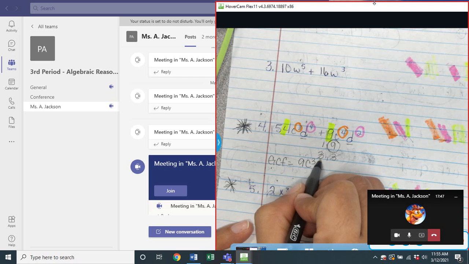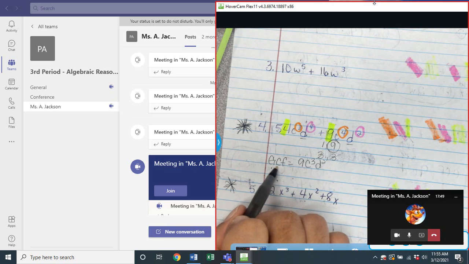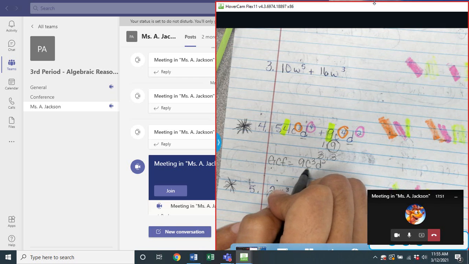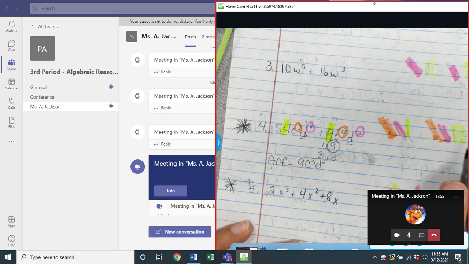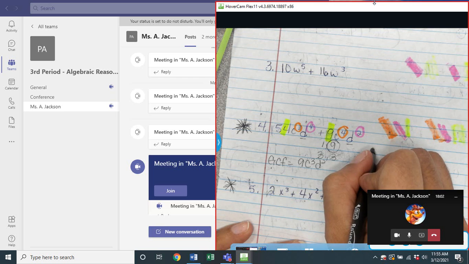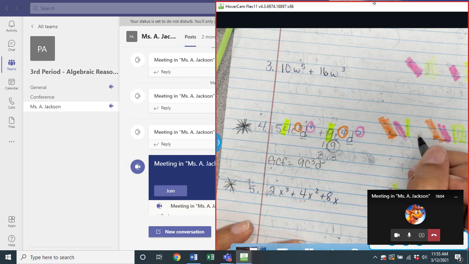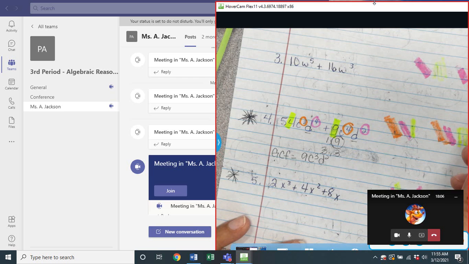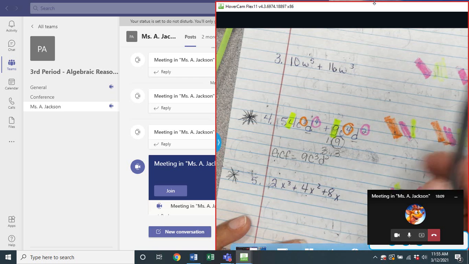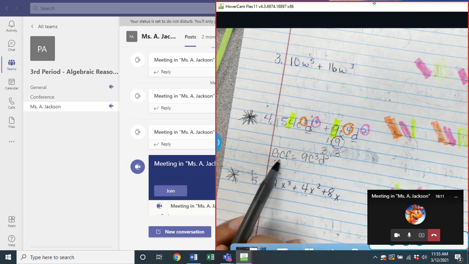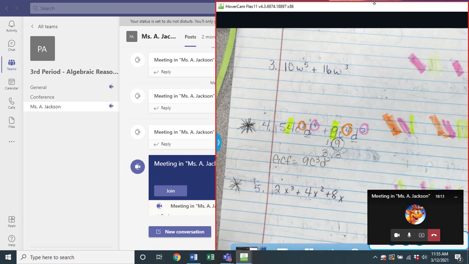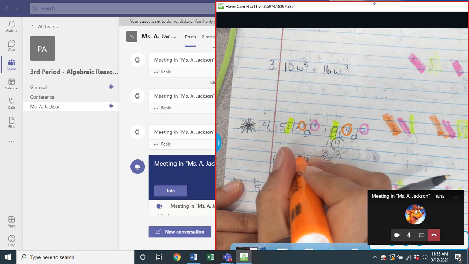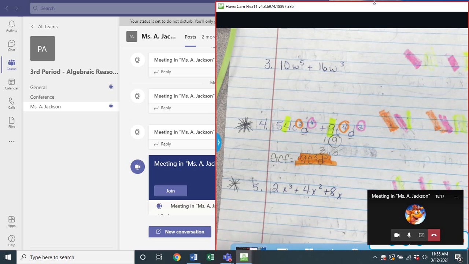Okay, so D2. So this is my greatest common factor, which is 9c to the power of 3, d to the power of 2. Okay? So what is the next thing that I need to do? We already found a greatest common factor, which is this one right here. So what do we need to do next?